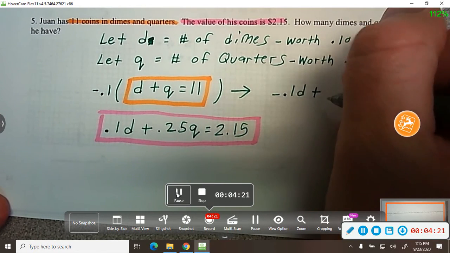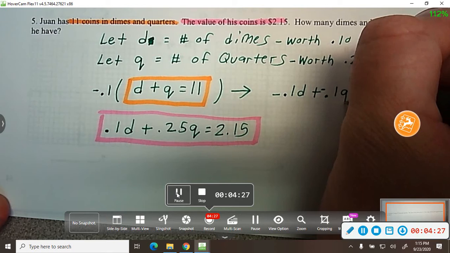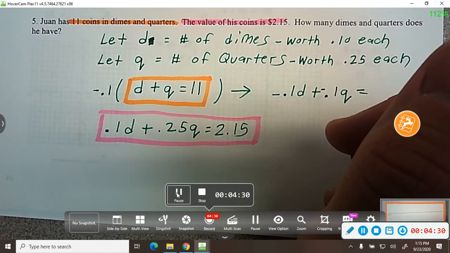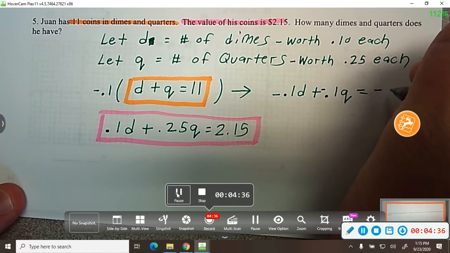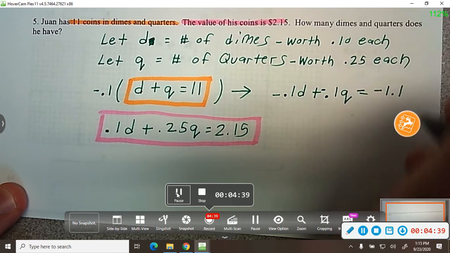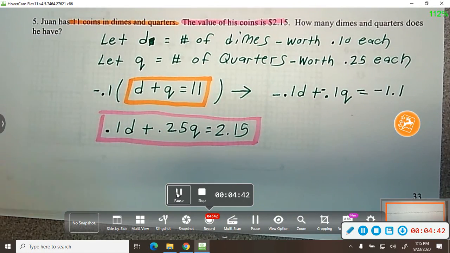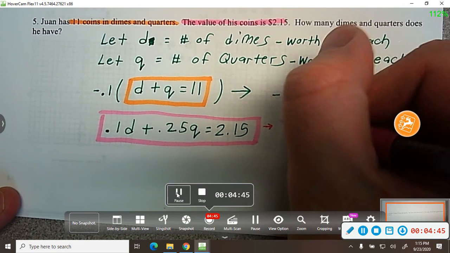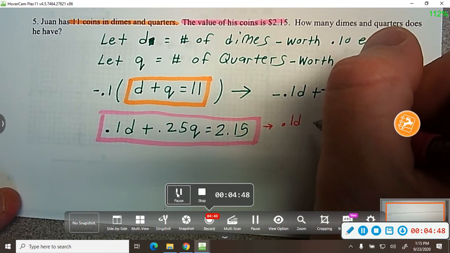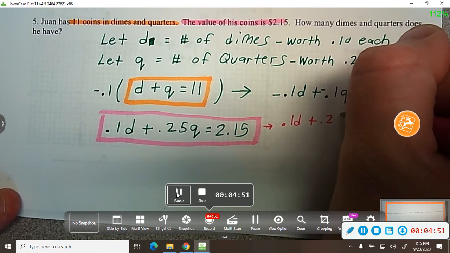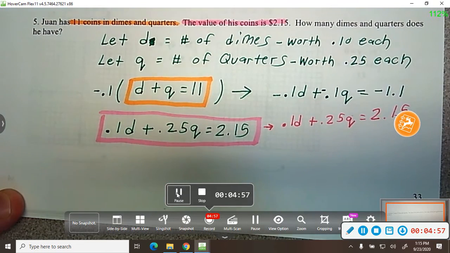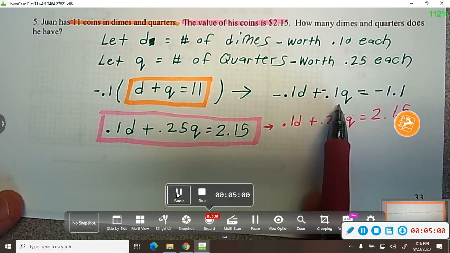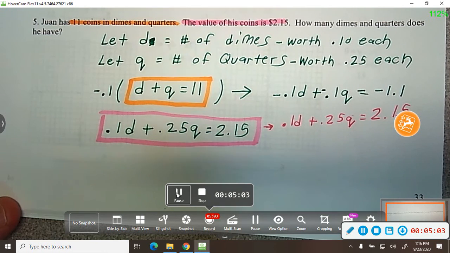plus negative 0.1Q equals negative 1.1. And then this one we'll leave the same. And then notice that this is plus negative 0.1Q. It's kind of hard to see my negative sign.